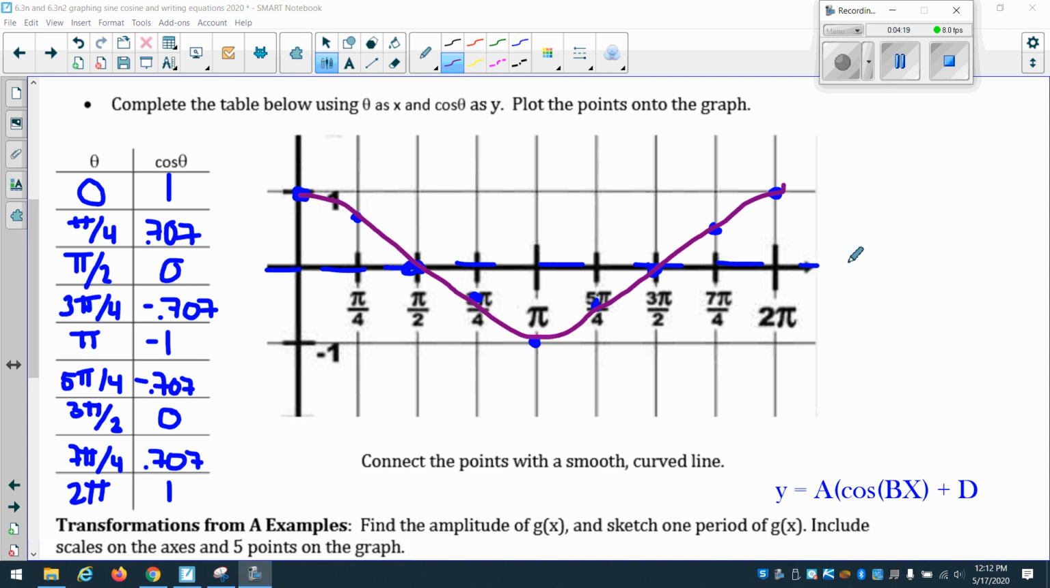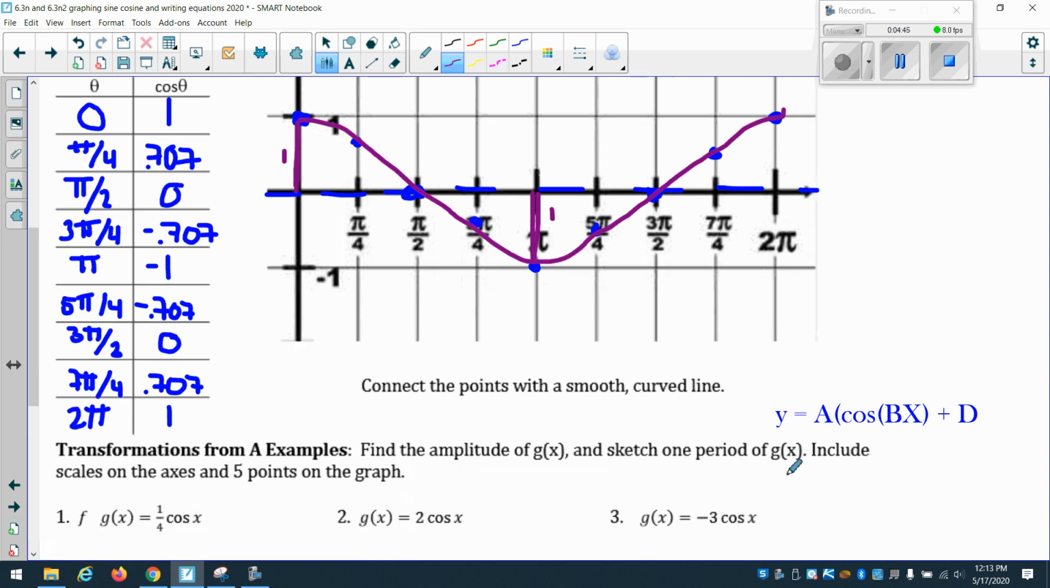Again, midline 0. Your amplitude, remember, is the distance from the midline to the max and midline to the min, which is 1. And the period is 1 full rotation. Since we started at the max, 1 full rotation ends at the max, which is at 2 pi. So remember when we get into transformations, we have A, which is our amplitude. B changes the period. D is moving the graph up or down, which is also our midline.